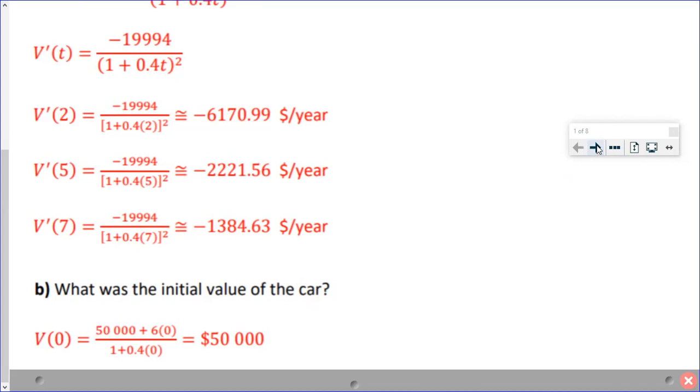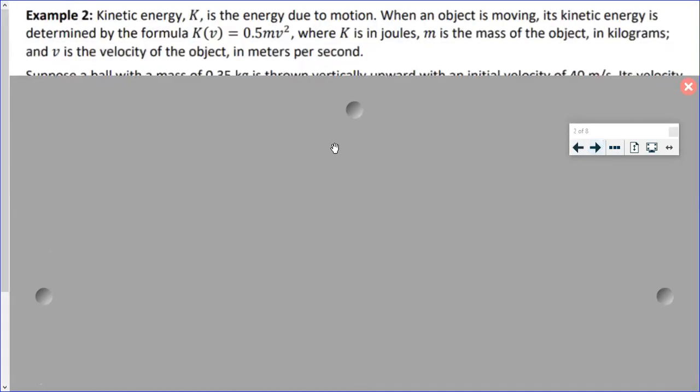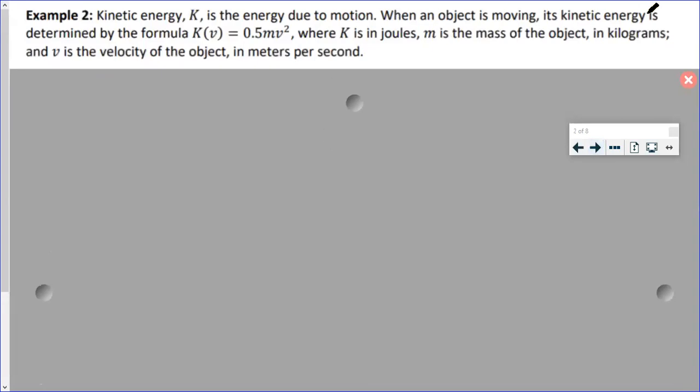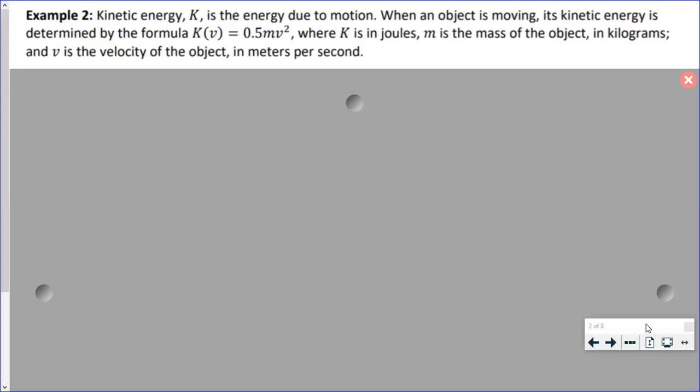Okay, so I'm going to move on to the next type of question. We have a science question here. I'm going to move this out of the way. Kinetic energy is the energy due to motion when an object is moving. Its kinetic energy is determined by the formula K equals 0.5 m v squared, where K is in joules, m is the mass of the object in kilograms, and v is the velocity of the object in meters per second.